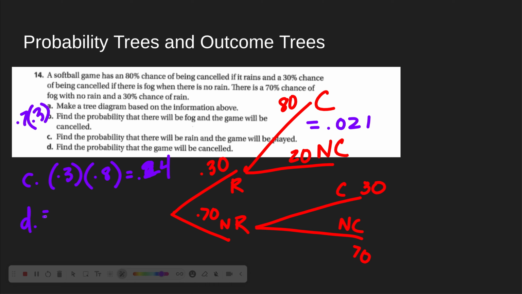Well, that's going to be either one. The probability that it rains and gets canceled is 0.3 times 0.8. I screwed up part C, but I'm just going to keep going. And the probability that it gets canceled because of the fog is 0.7 times 0.3. So 0.3 times 0.8 plus 0.7 times 0.3, and you get 0.45. That's a pretty high probability of getting canceled.